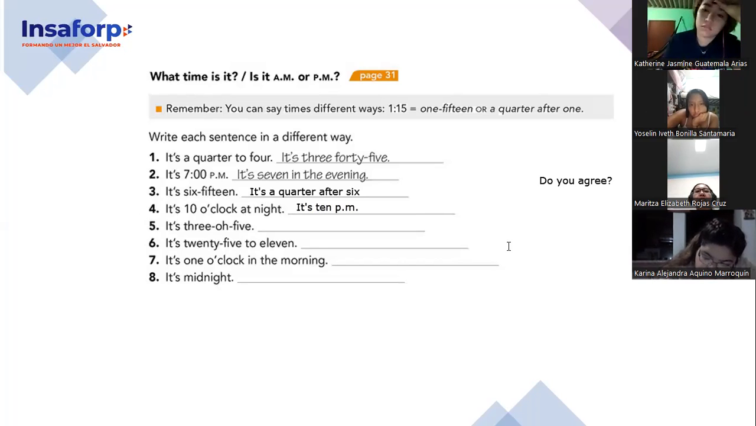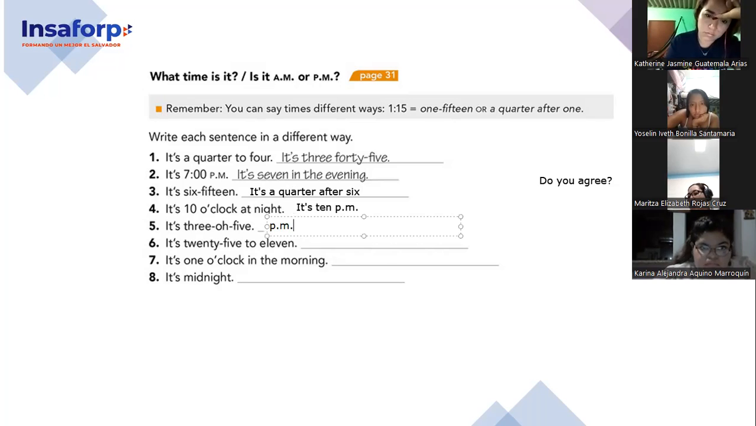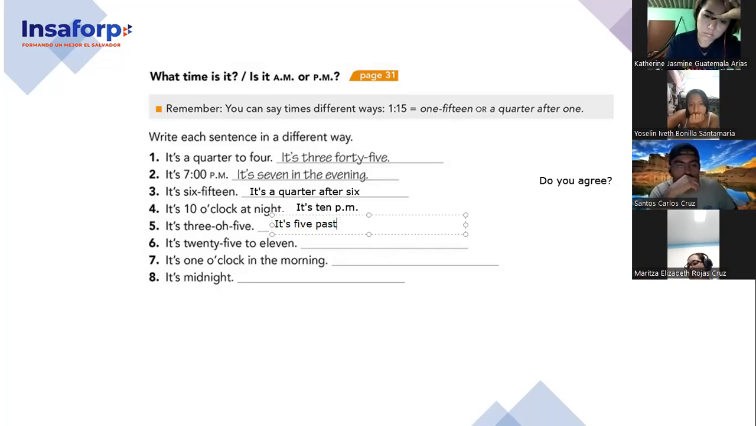Number five. It's 3:05. It's 3:05 p.m. Okay, escuché, it's 3 p.m., pero ¿cómo sabemos que es p.m. o a.m.? We don't know. So, it's not p.m. It's five past three. It's five after three or it's five past three.